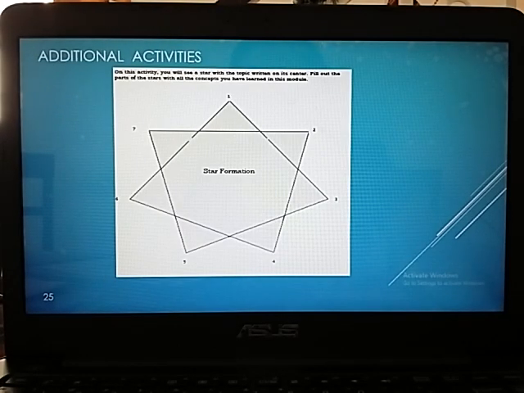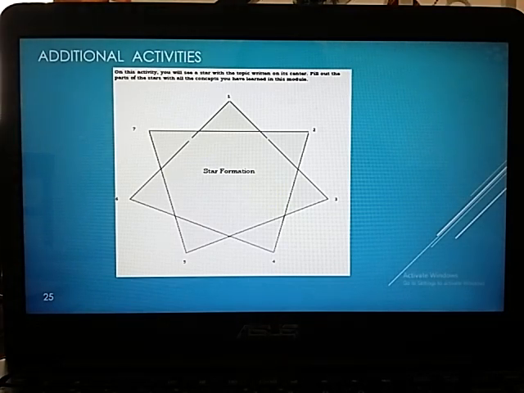And the last of this activity, you will see a star with a topic written on the center. Fill out the parts of the star with all the concepts that you have learned in this module. So number 1, ano ba yun? Siyempre, nebula. Number 2, number 3, number 4, number 5, number 6.